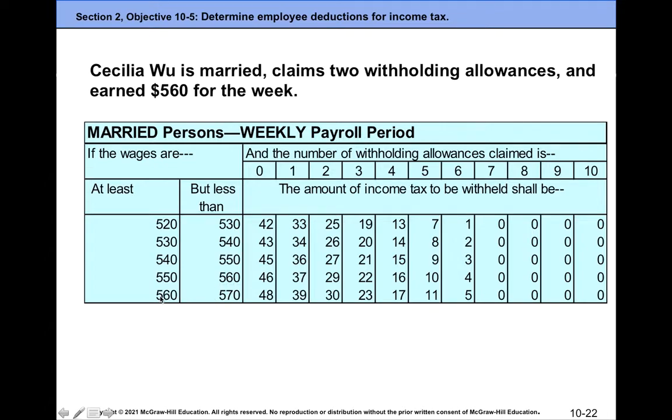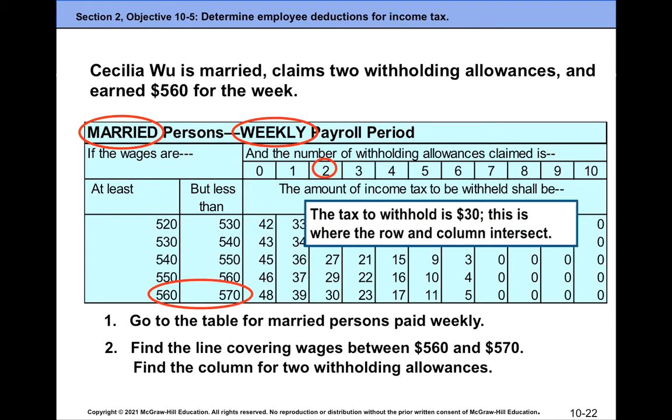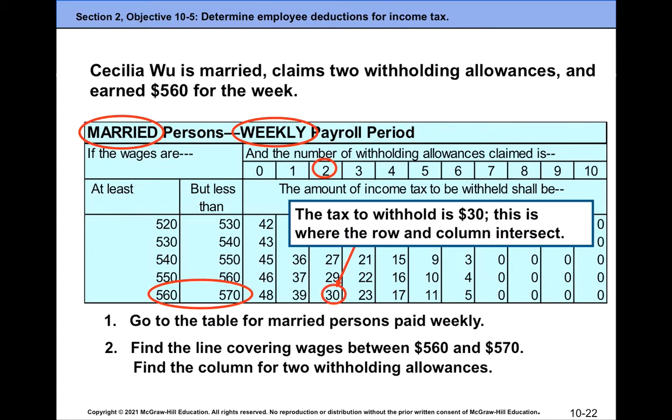She's making 560, so I'm looking at this bracket, and she has 2 allowances. This is the amount of tax. She will be paying $30 right here for federal income tax.